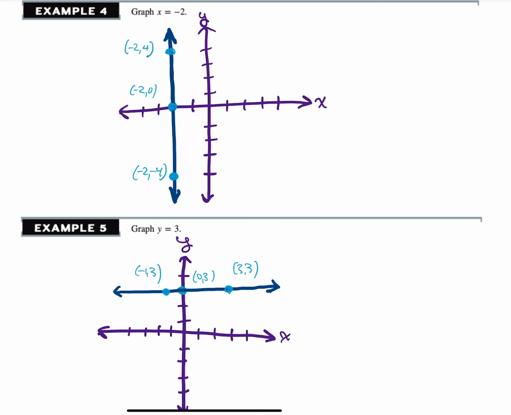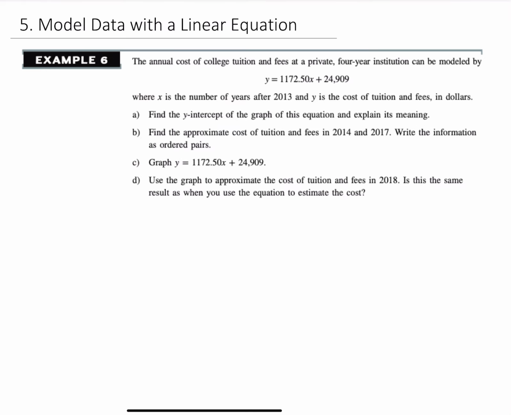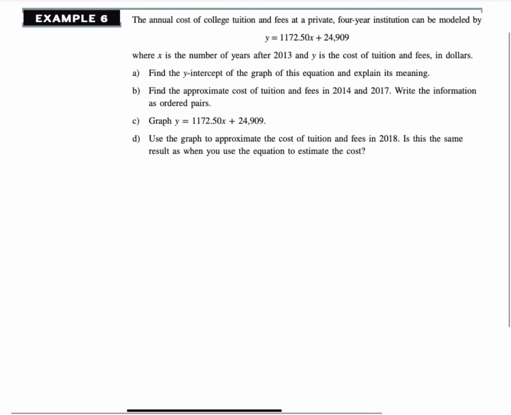All right, in our last example, we have another applied situation. So let's model some data with a linear equation. Example 6 says the annual cost of college tuition and fees at a private four-year institution can be modeled by this equation. Y equals 1,172.5x plus 24,909, where x is the number of years after 2013 and y is the cost of tuition and fees.